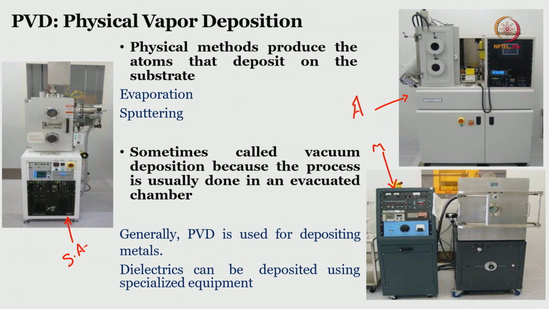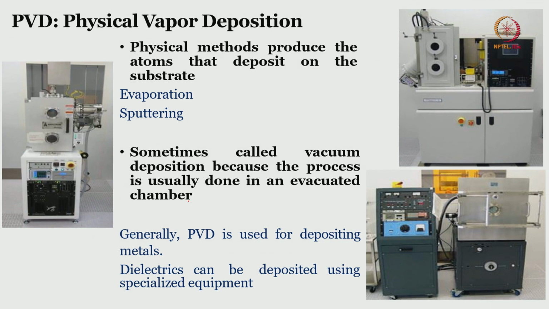Next what you see is windows. You see windows here, 1 2, 1 2, 1 2. Every system has 2 windows. What is the reason for having these windows? Let us see what the reason is first. The reason for having these windows is to observe the metal or material that is melted and the material that gets deposited onto a substrate.